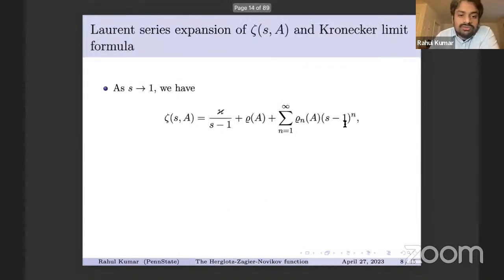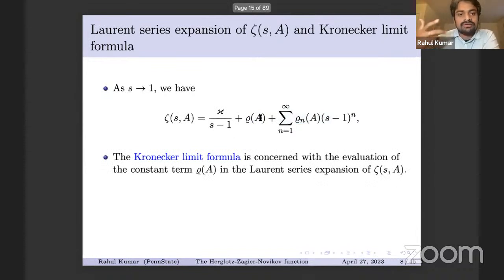So generally you can write it in this form for any ideal class A. The important thing that we know is the residue of this zeta function at s equal to 1, and one important thing is that this residue doesn't depend on A, it is independent of A, and this constant coefficient does depend on A, so we denote it by rho of A, and then you have these higher order terms. So the question is, what is this rho of A? What is the expression for this rho of A? That is not known for a general number field, and that is what is known as the Kronecker limit formula.